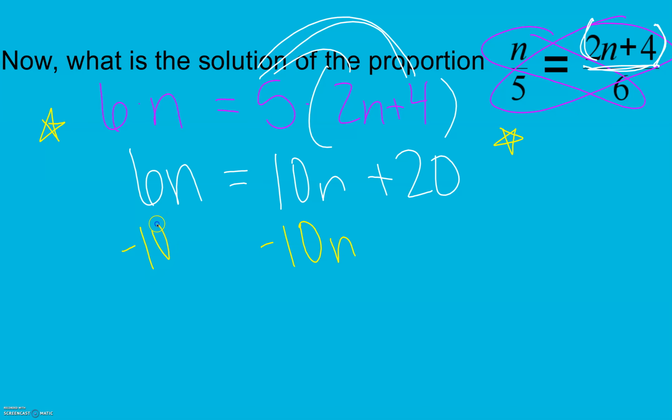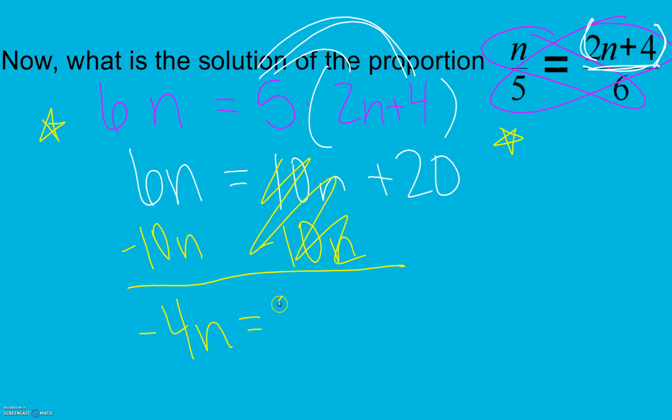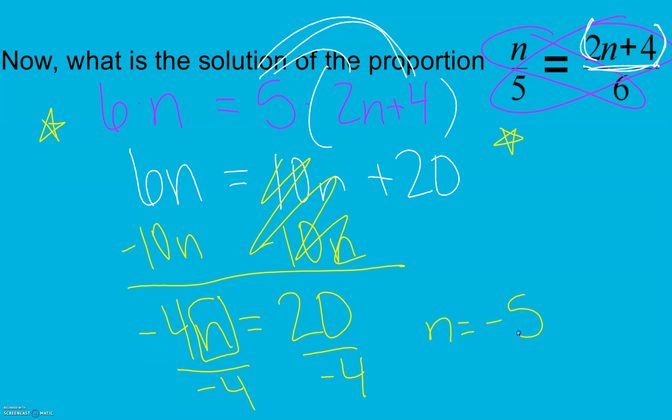So if I subtract 10n, 10 minus 10 is 0. Perfect. I have no n's left on that side. I have negative 4n's equal to 20. I already have all my number parts on one side and all my variables on the other. So all my variables on the left, my constants on the right. So to get n by itself, right now it's being multiplied. We solve by dividing, and we get n equals negative 5.